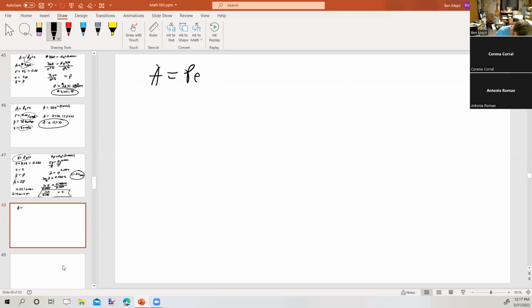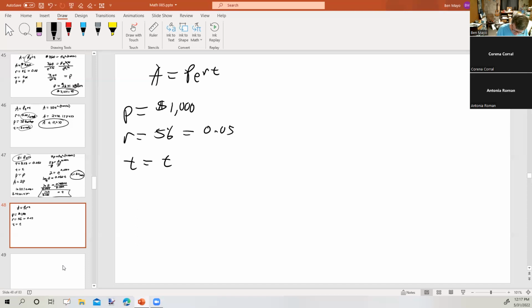So again, we're going to use that formula. If it said compounded quarterly, we'd use the other formula. So the principal is $1,000. The annual rate is 5%, 0.05. The time is the unknown. The final amount is double the $1,000, so that would be $2,000. So how long is it going to take to turn $1,000 into $2,000 at a 5% annual rate of return when the interest is compounded continuously?